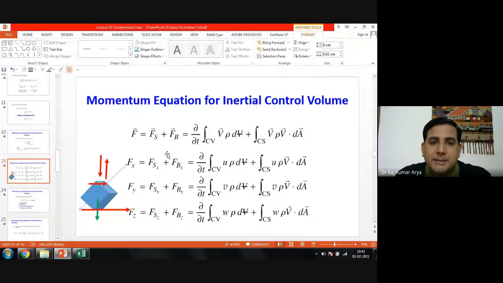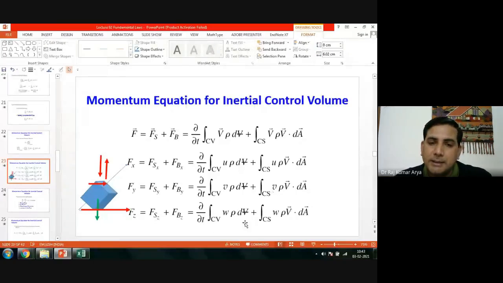So this was the equation for your total force. Now you can do the force balances in each individual direction. In direction x you put the subscript x here, Fsx, Fbx, and the velocity vector here is changed to u, because u is the velocity component in direction x. Same thing you can write for the y direction: here it becomes y, here also y, and this has the y direction velocity component. Same thing for the z direction.